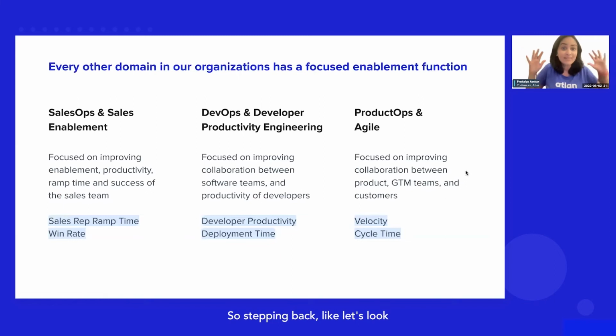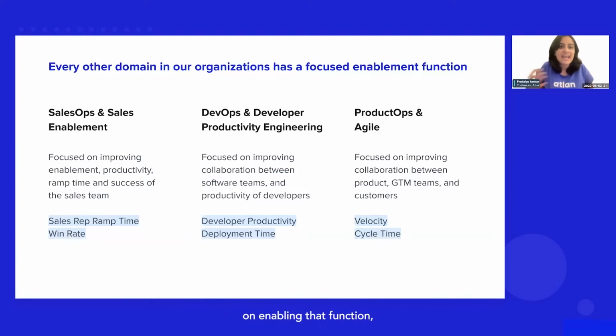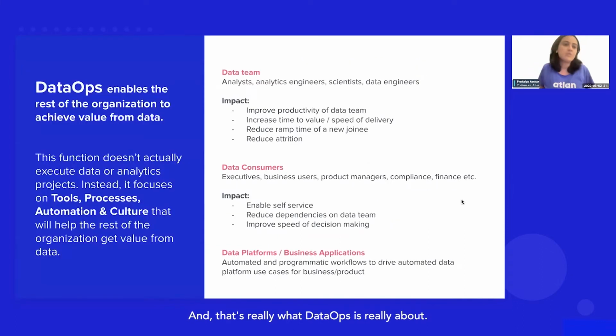So stepping back, let's look at all the other domains in our organizations. Sales teams have sales ops and sales enablement, right? That focus on ramp time and success of the sales team. Our developer teams have DevOps and developer productivity engineering that focuses on developer productivity. Product teams have product ops and agile. So while all of these other domains in our orgs have teams that are focused on enabling that function, why don't we have one in the data team, right? And that's really what DataOps is about.